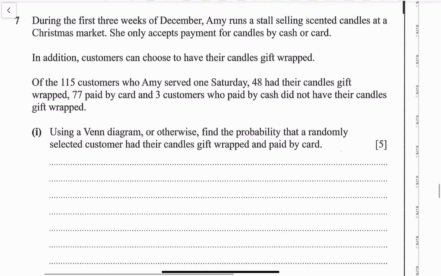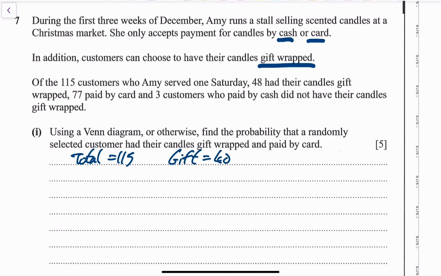It says, during the first 3 weeks of December, Amy runs a stall selling scented candles at the Christmas markets. She only accepts payment by cash or card. In addition, customers can also have their candle gift wrapped. So let's just write down what it gives us. Of the 115 customers, so the total is 115, 48 had their gift wrapped, and 77 paid by card, so card was equal to 77.